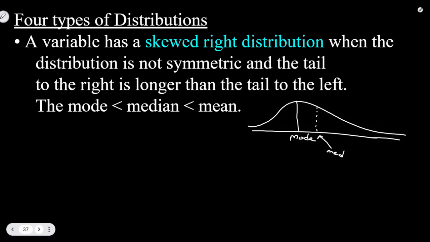But then remember that the mean gets pulled further because it's less resistant. So in that case, the mode is going to be the smallest of those. The median will get pulled a little bit to the right. The mean will get pulled quite a bit to the right when it's skewed right.